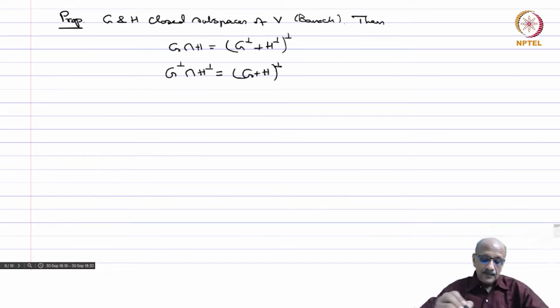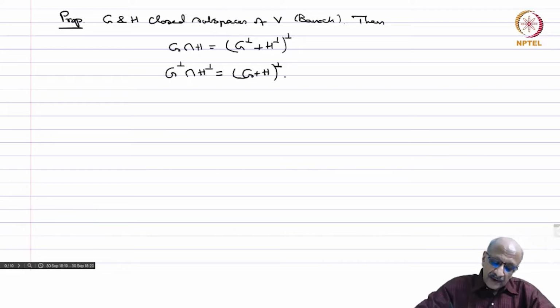So the second condition is almost obvious. Something that kills both G and H will kill all of G plus H, so it will belong to G plus H perp. If something is in G plus H perp, in particular it will kill all of G and it will kill all of H, so it is in both G perp intersection H perp. So this one is obvious.